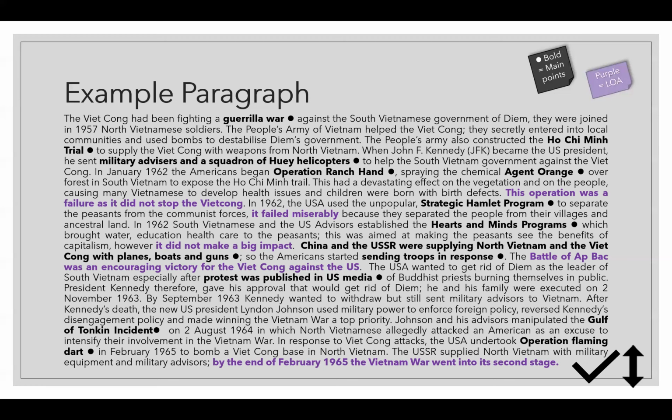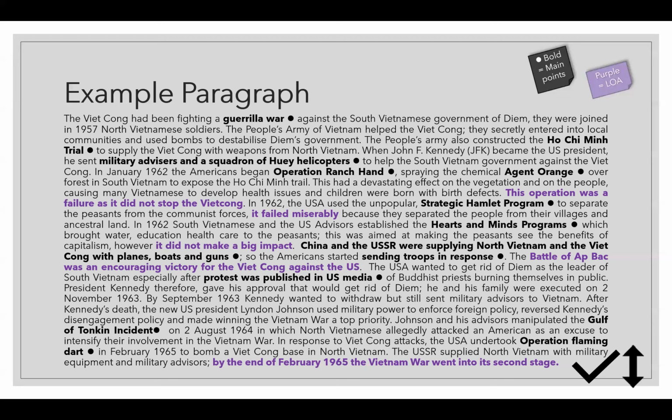The Battle of Ap Bac was an encouraging victory for the Viet Cong against the US. So remember, the question is trying to prove that the Vietnamese successfully prevented the USA, and here we can see they are winning. The USA wants to get rid of Diem as leader of South Vietnam, especially after protest was published in the US media of Buddhist priests burning themselves in public. President Kennedy therefore gave his approval that would get rid of Diem, and he and his family were executed on the 2nd of November 1963.